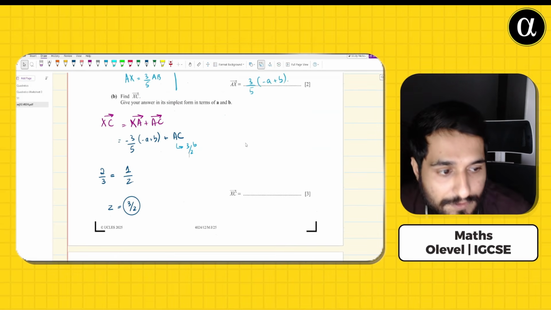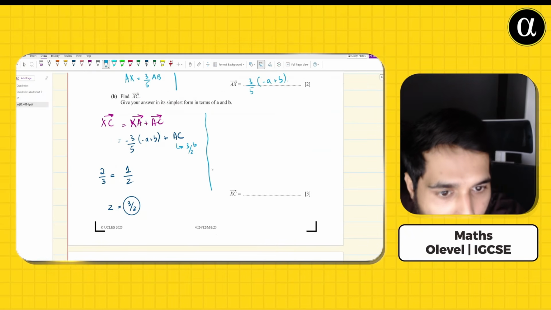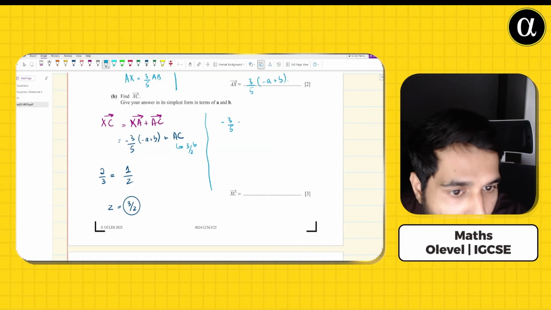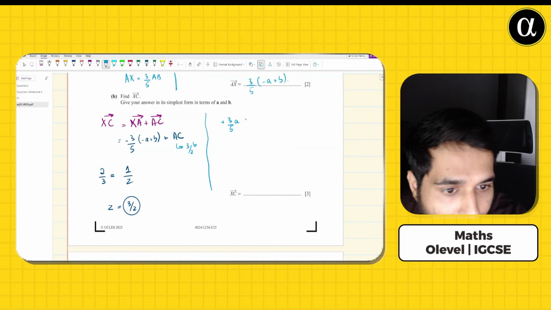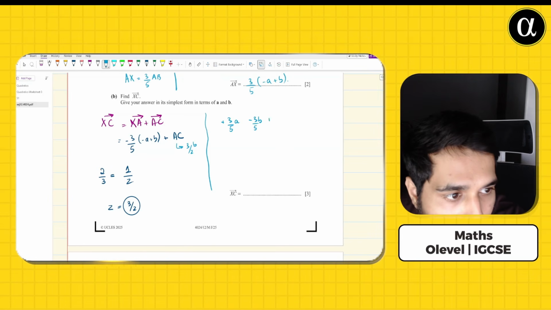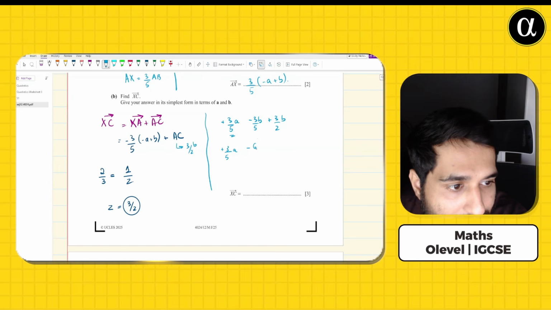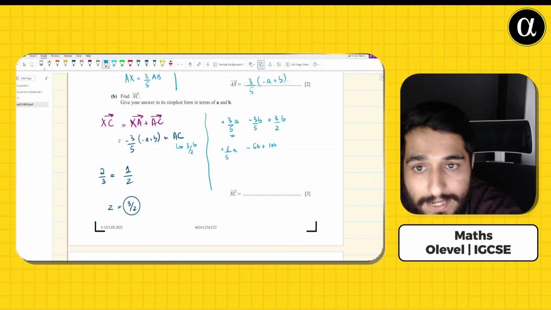Now let's solve this part. When we solve this, what are we going to get? This is minus 3 over 5a, along with minus of a, this will be positive a, and then minus of 3 over 5b plus 3 over 2b. Now this would be as it is. Over here we'll be taking LCM. So what will this become? This would become 3 over 5 of a, and this would be minus 6b plus 15b.